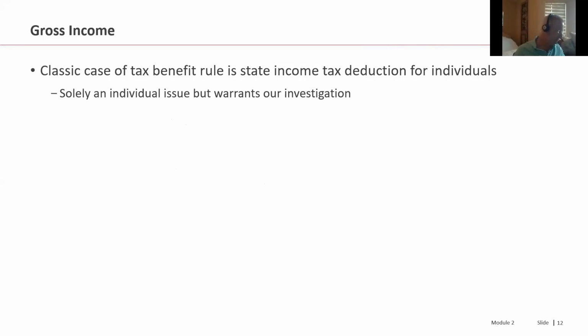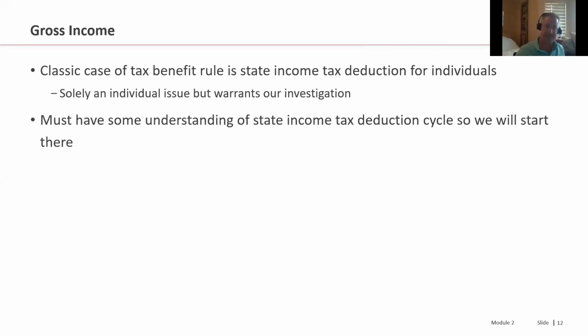Okay. So this one gets a little bit outside of the scope of this course because the classic case of the tax benefit rule is related to a state income tax deduction that's totally related to individuals. It could happen to a corporation, but it's far less likely. But because it's the classic case, we're going to cover it in this course. And if you've taken 503 or you're going to take 503, you'll almost certainly cover it again. But a little redundancy never hurt anybody.